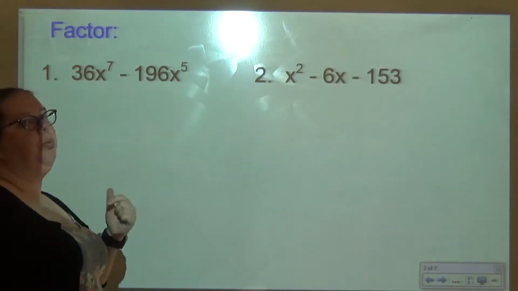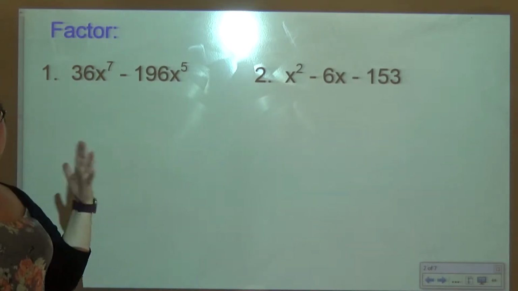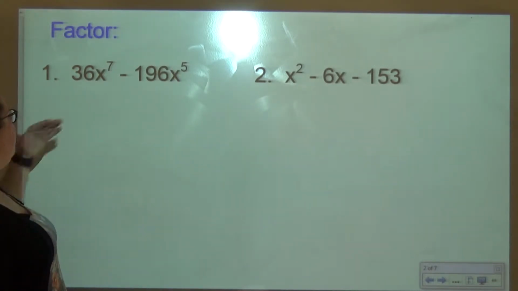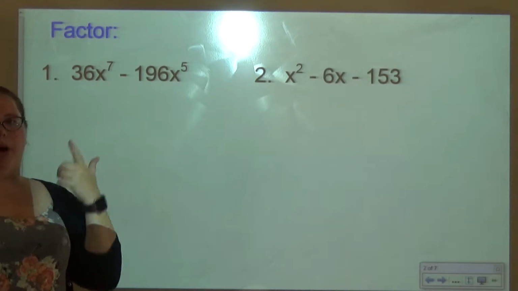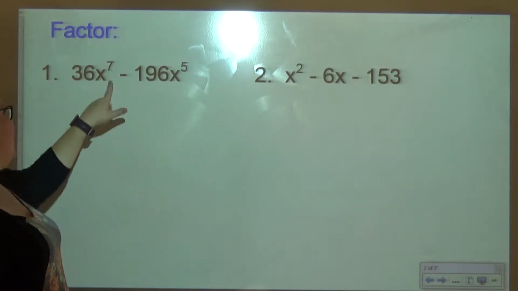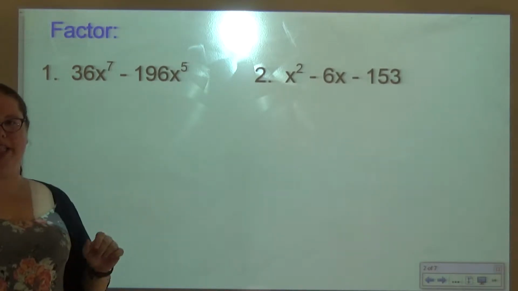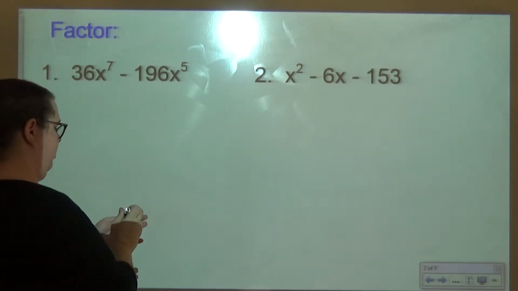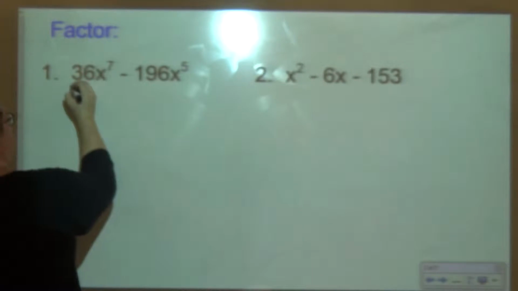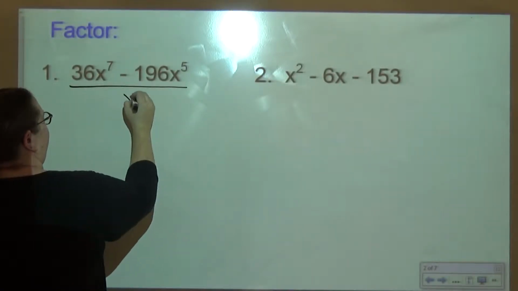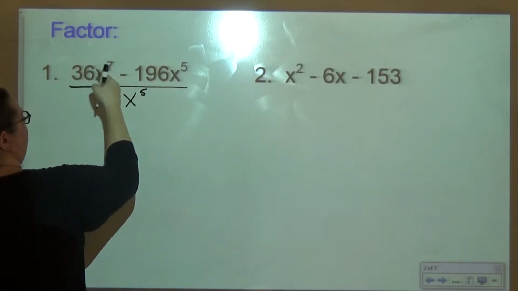When we look at number 1, pause the video, see what you think about it. When I look at this, certain things should pop out at you. The first is I notice there are x's everywhere. So in my head I know it has to be a GCF. So I know I have a GCF of x to the 5th. I take my smaller exponent.